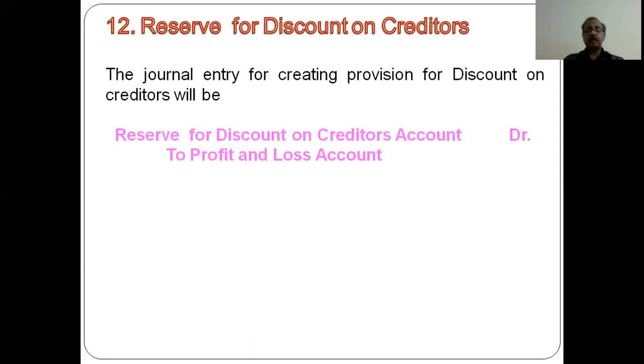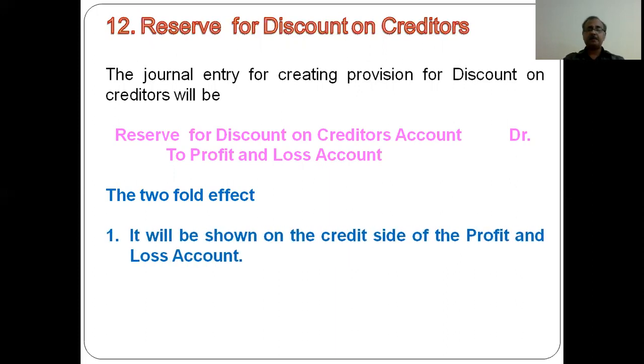The journal entry is Reserve for Discount on Creditors Account debtor to Profit and Loss Account. That means whenever we post this journal entry into the P&L account, the P&L account will be credited.